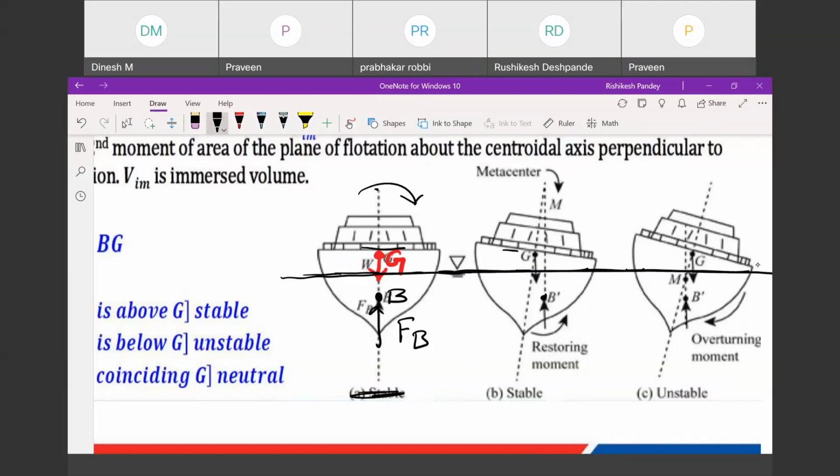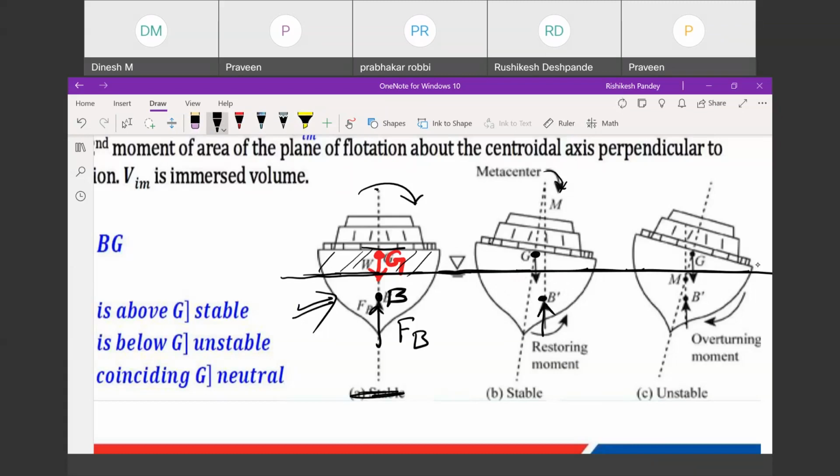Initially this much portion is above your free surface. But when I have applied this moment, this much portion has come up and some portion has come down. Because of that, there is a difference in the portion of the ship which is inside the water, and that's why the B location will change. G location will not change because it is the center of gravity of the whole ship, but B will change because the shape which is inside the water is different.